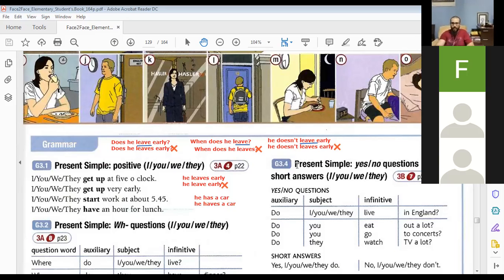Media, which one is correct? Which one is not correct? He has a car. It's correct. The second one, he has a car. False sentence. Okay. Why? Have becomes has. Yes, in positive sentences.